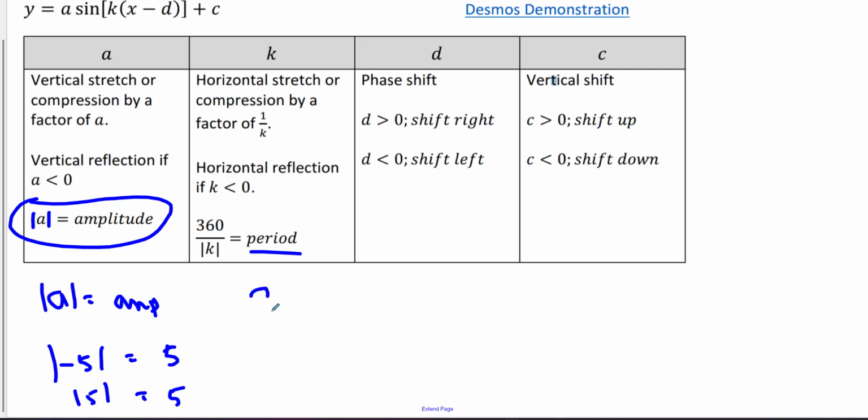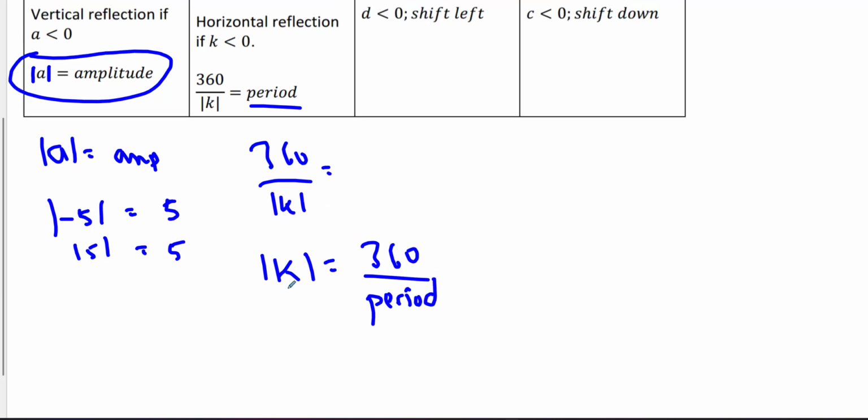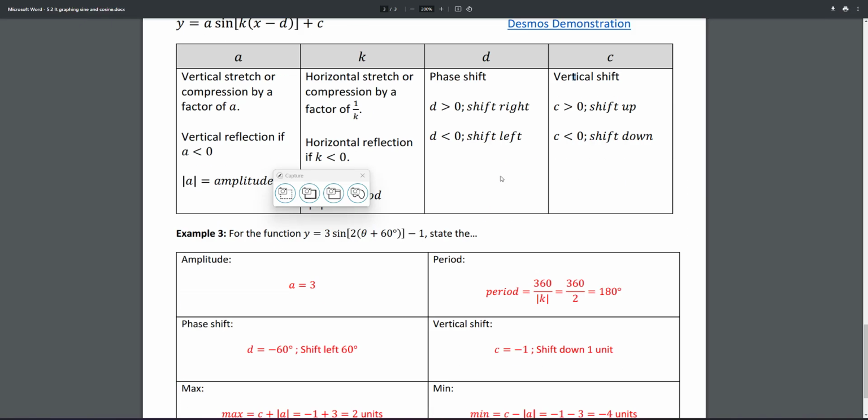Your period is equal to 360 divided by the absolute value of K. So whatever your period is, your K, and you can swap this around if you know a little bit of algebra. Your K value is just basically 360 divided by period. So this is a very nice equation. If I know my K value, I can figure out my period. If I know my period, I can figure out my K value. Simple. And D and C are usually pretty easy. Actually, for this unit, D is very hard. C is very easy, but D is very hard. D is the most difficult one for this unit.